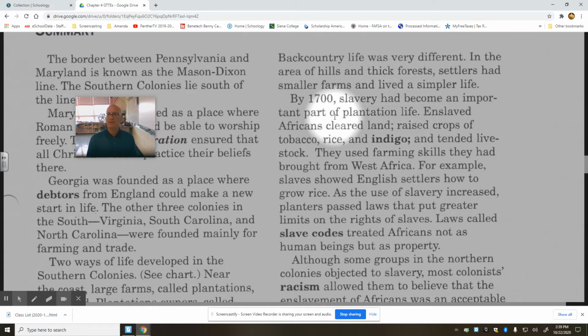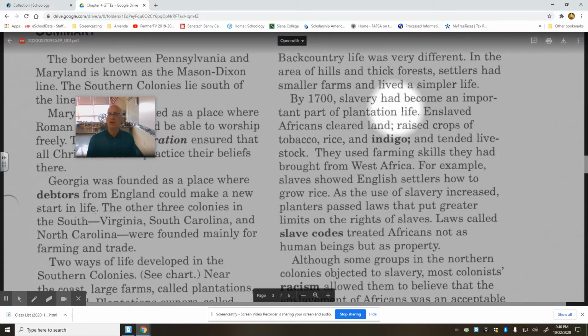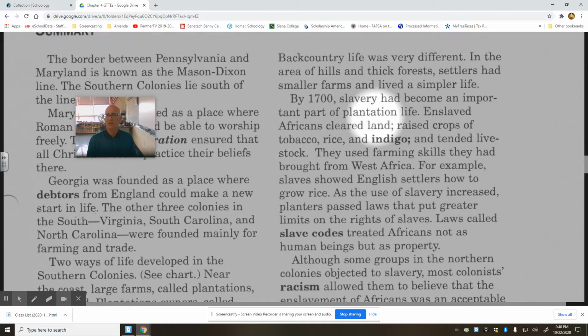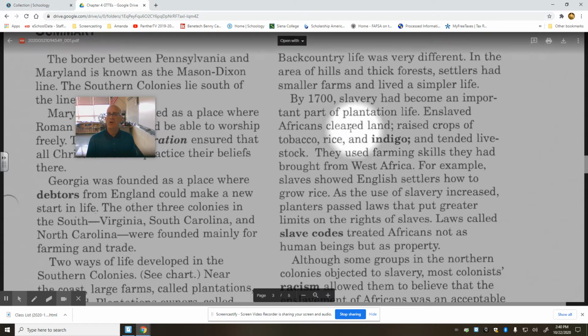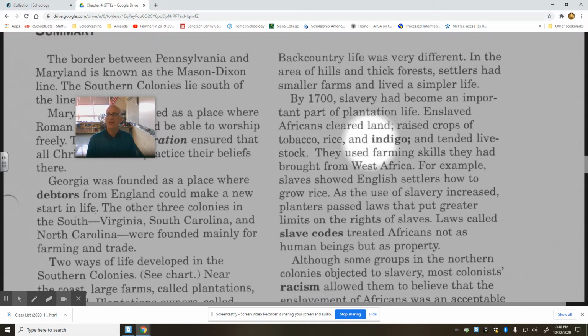By 1700, slavery had become an important part of plantation life. Enslaved Africans cleared land. They raised crops of tobacco, rice, and indigo, and they tended livestock. They used farming skills they had brought from West Africa.